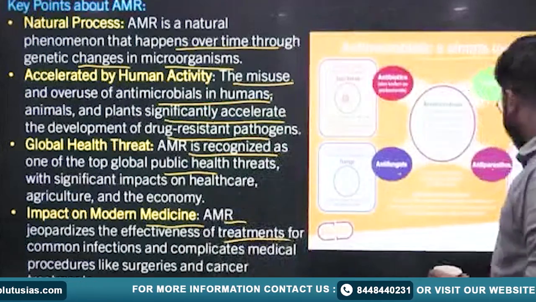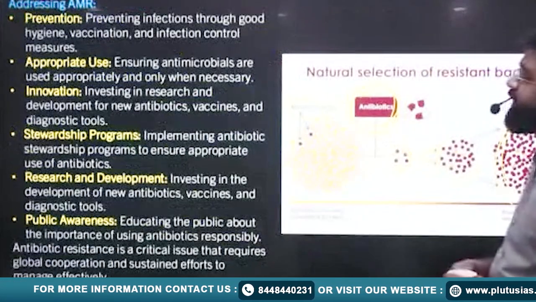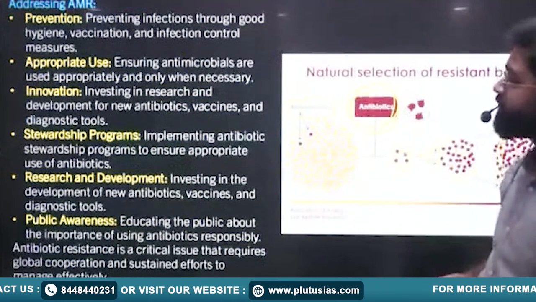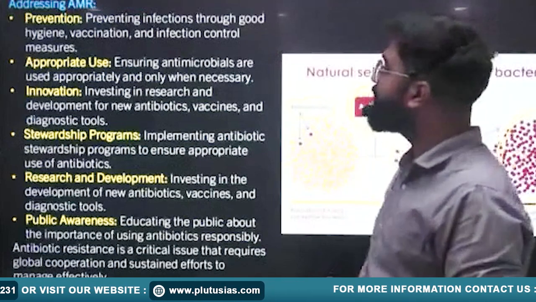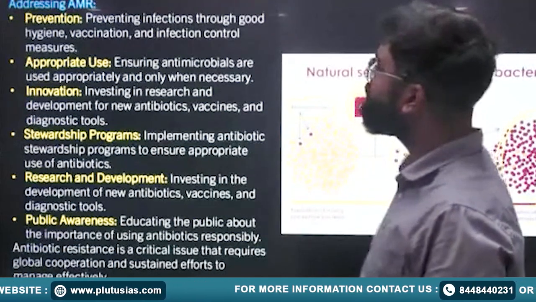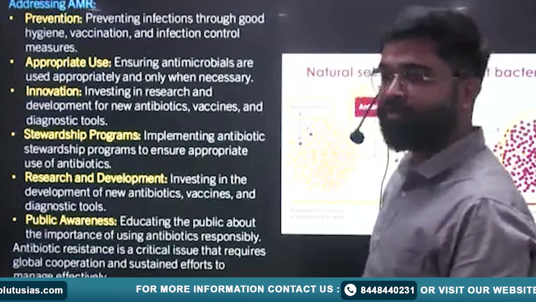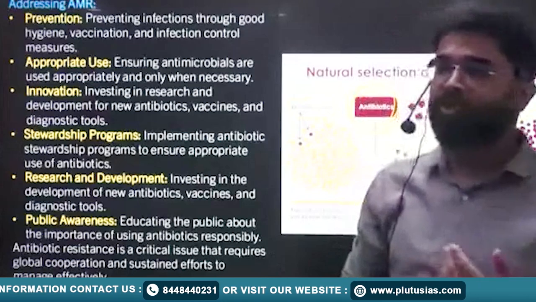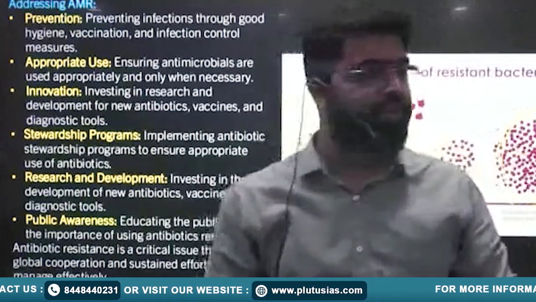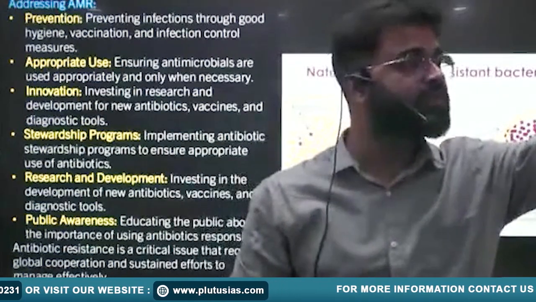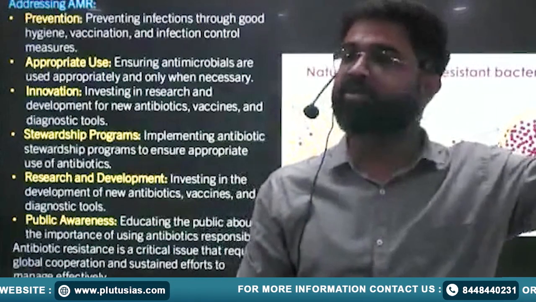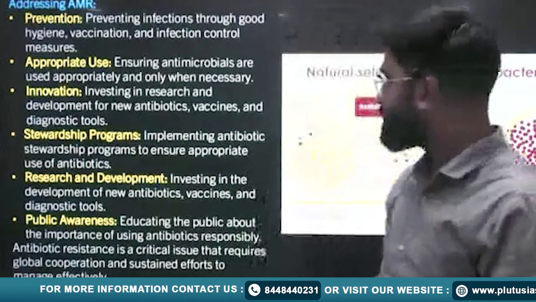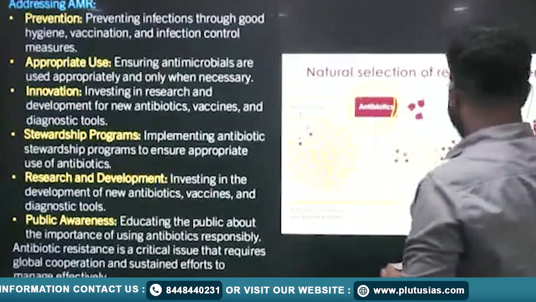Okay. Next, addressing the AMR. We have already discussed that. First, prevention. Prevent infection through good hygiene, vaccination, infection control measures, appropriate use. Then innovation. New drugs should be developed because AMR is also a natural phenomenon. So we have to be prepared for the next infection or next cycle of infection. That is, we should prepare third line drugs. Yes, this is the second thing. Research development, public awareness, etc.